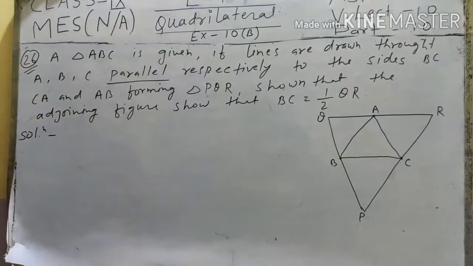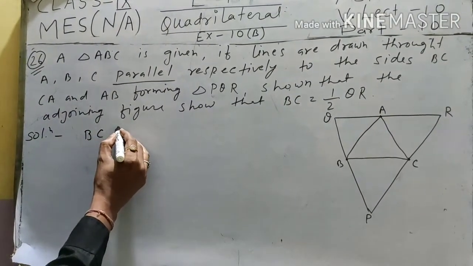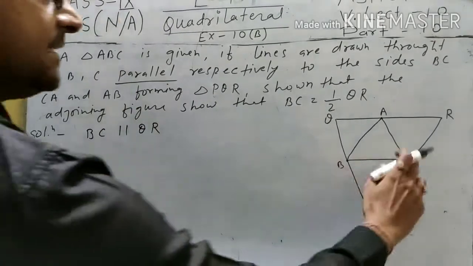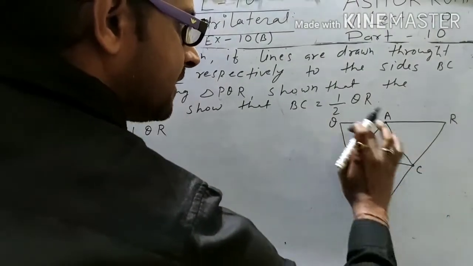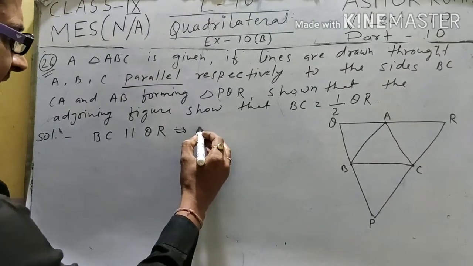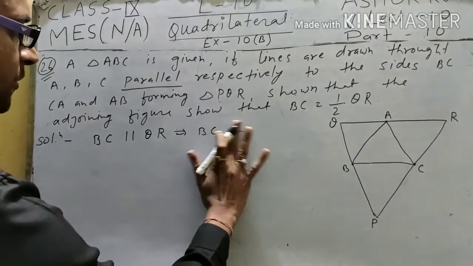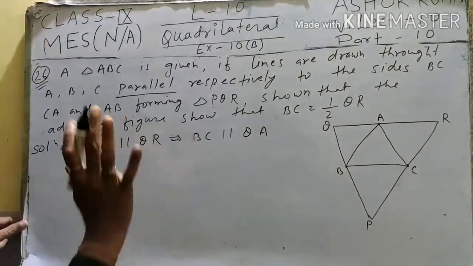BC is equal to half QR. Okay. So here, student, first of all, write down BC is parallel to QR. First thing, BC is parallel to QR. So here we can say BC is parallel to QA also. By this conclusion, we can say BC is parallel to QA. This is the first case.